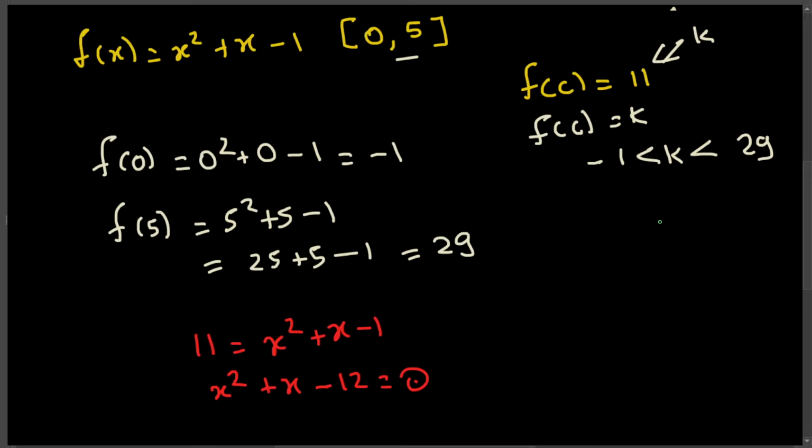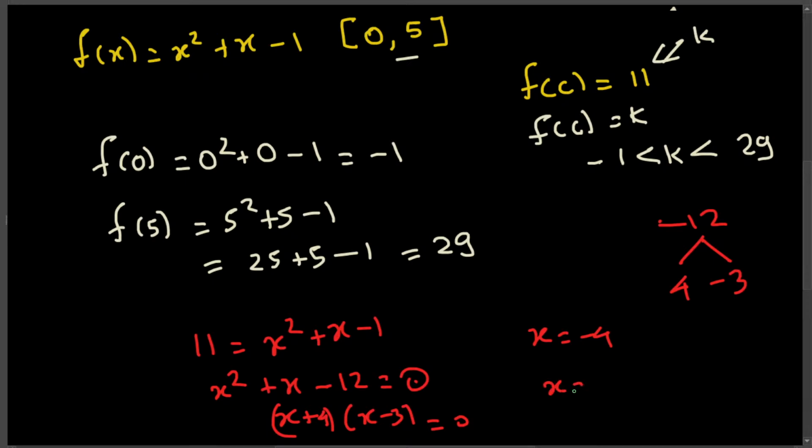Now here we have to get two numbers that multiply to negative 12 and add to positive 1. So 4 and negative 3 will work, because if you multiply these numbers you get negative 12, and when you add you get positive 1. So we can rewrite this as x plus 4 times x minus 3 is equal to 0. Therefore x is equal to negative 4 and also x is equal to 3. We are having two values for x.